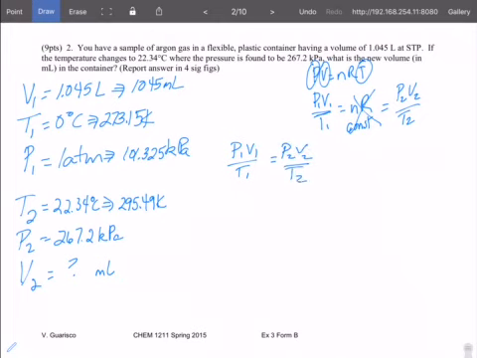Now, you can go ahead and substitute in, but I'm a little algebra nerdy, so I like to go ahead and solve first. So I know that V2 is going to equal P1 V1 T2 divided by T1 P2. Once I do that, the only trick is making sure I substitute in right.